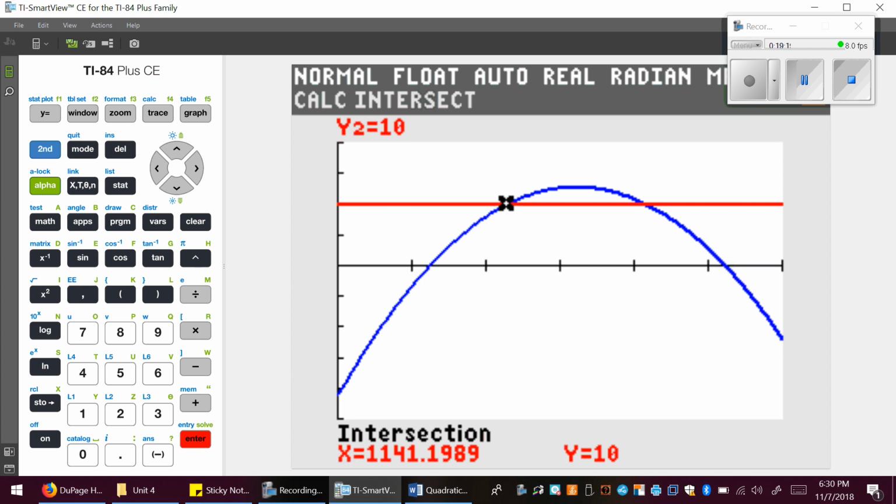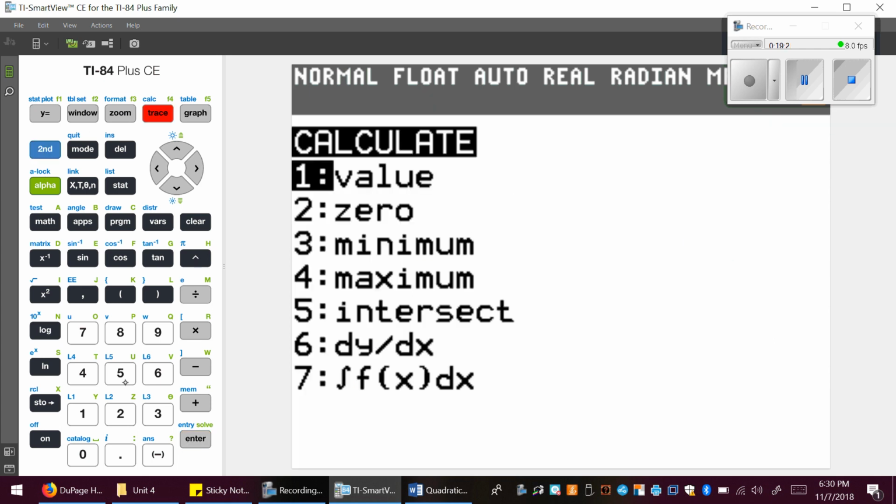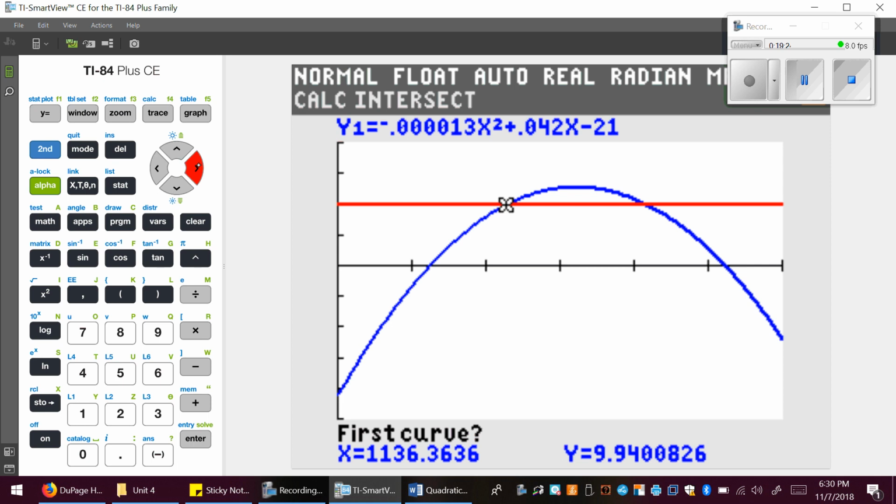1,141.2. And to get the second one, I have to go back to second trace and select number 5, but I have to get my cursor closer to the other intersection. So I'm going to scroll over here.